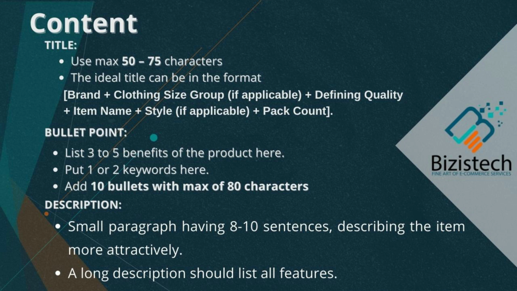In bullet points, list 3 to 5 important benefits of the product. If possible, add at least one or two keywords here. Up to 10 bullets with 80 characters each including spaces. And description: a short description is something that appears either above or below the shelf description. It is usually a small paragraph that is 8 to 10 sentences long or 500 to 1000 characters, and a long description is 1000 to 4000 characters.